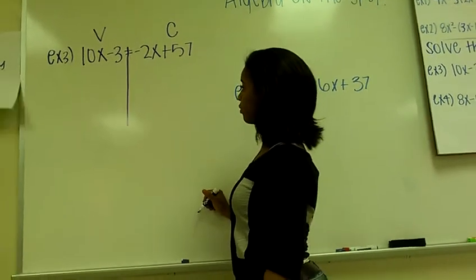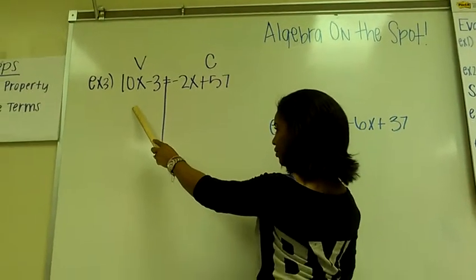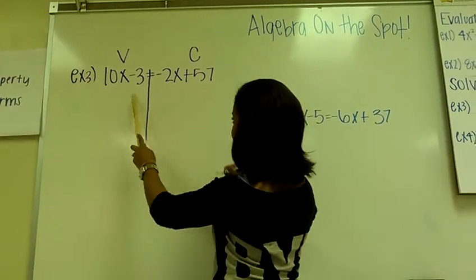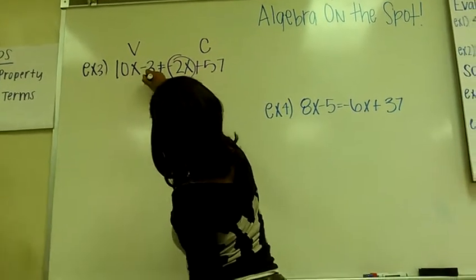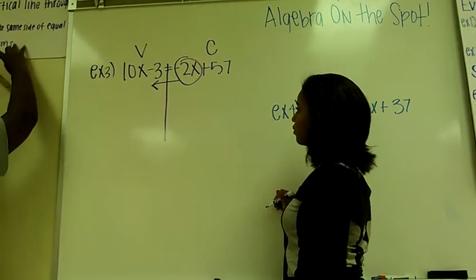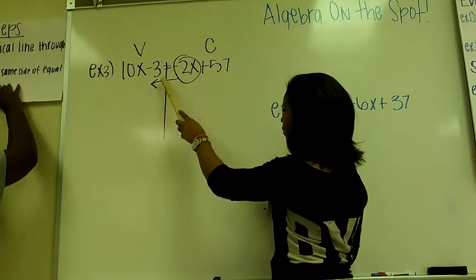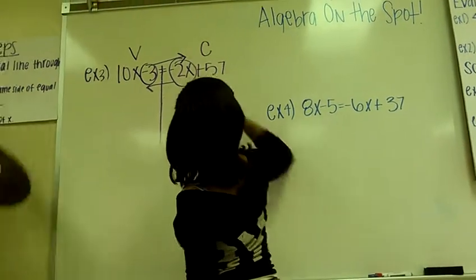Okay, we have 10x already on the left side. I have Bree circle the negative 2x because it needs to move. The negative 2x needs to go to the left side. We'll also circle the negative 3. It needs to move to the right side.